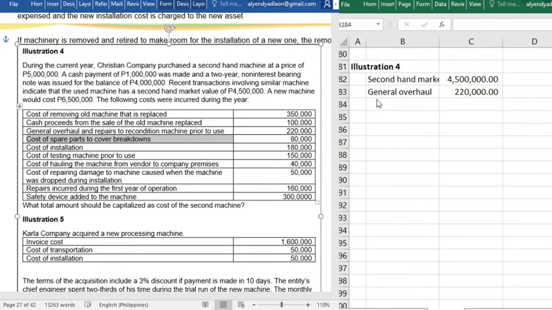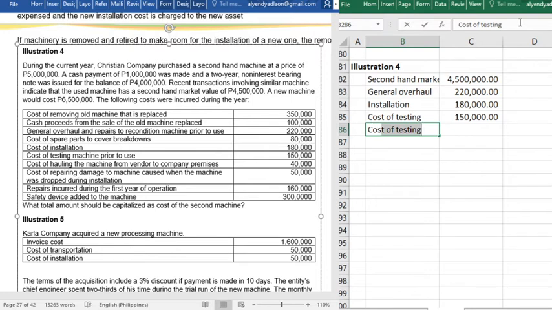Next, we have the cost of installation. So, of course, as we all know, we must add the cost of installation, that is 180,000. Next, cost of testing the machine prior to use. Of course, cost of testing is included. Now next, cost of hauling the machine from vendor to company premises. So what do you mean by this? That is to bring the machine to the company premises. Okay, so that is 40,000 pesos. That is to bring the machine to the company premises.